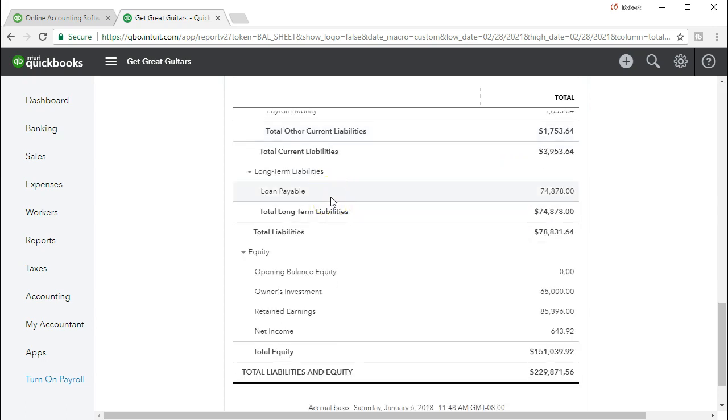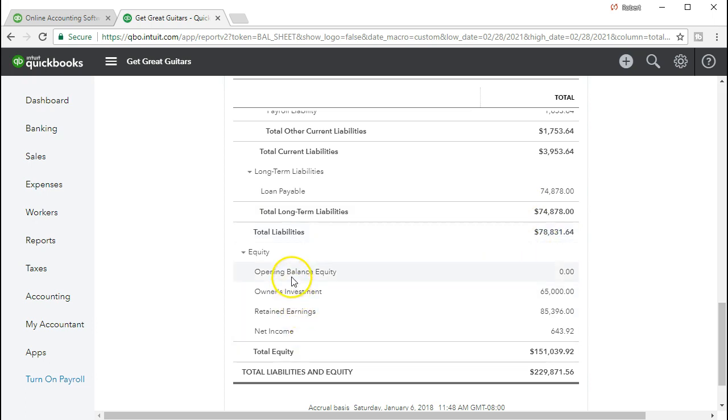We've got the loan payable that we have here. This we're going to have to take a look at, probably adjust it a bit, because there's going to maybe be a short-term portion and a long-term portion of that loan payable. That gives us our total liabilities. And then we have the equity section.